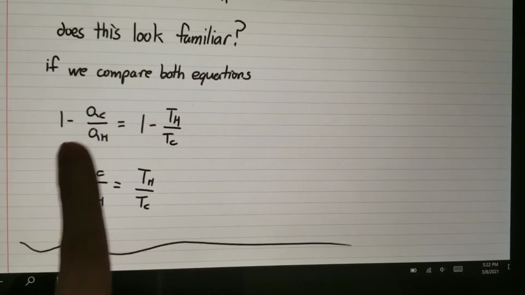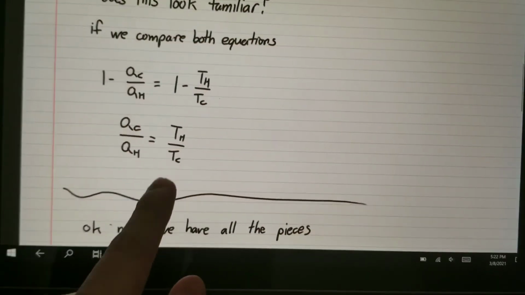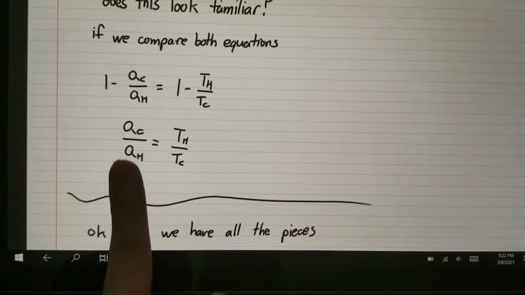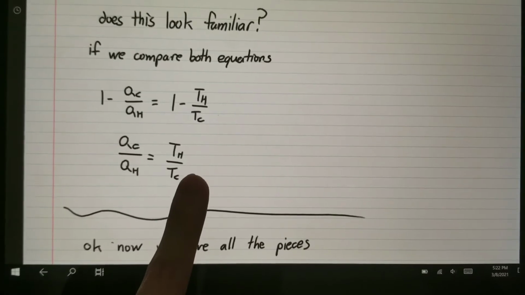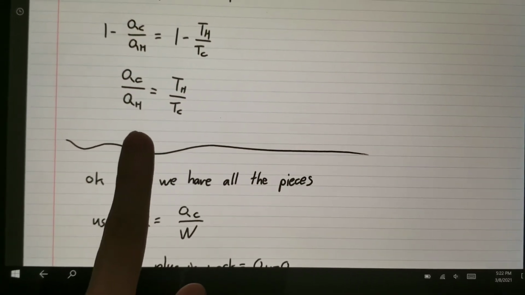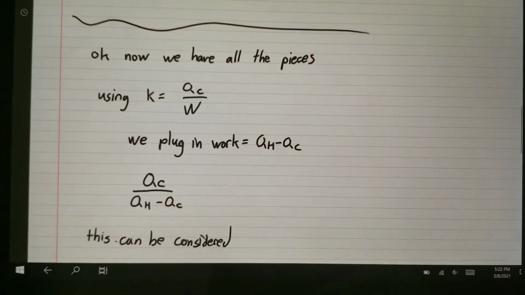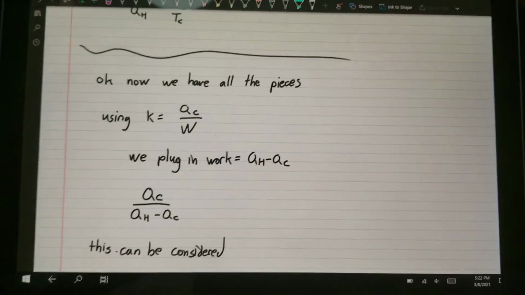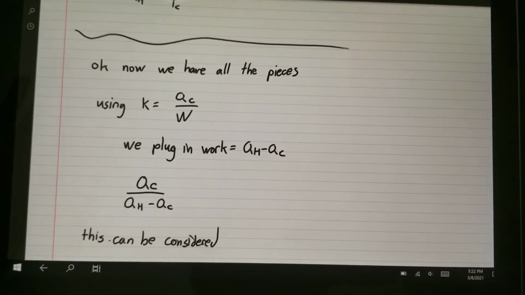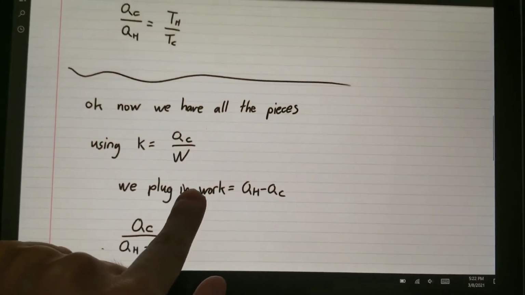Continuing on with the problem. So if we compare both the equations and equate them to each other, we ultimately end up with something like this. QC over QH is equal to TH over TC. We're going to use this relation later on in the problem, but now that we went through all that busy work, we have all the pieces to actually solve why the K Carnot is equal to QC over QH minus QC.